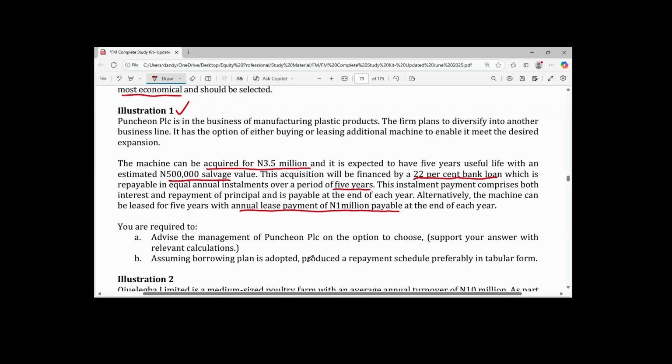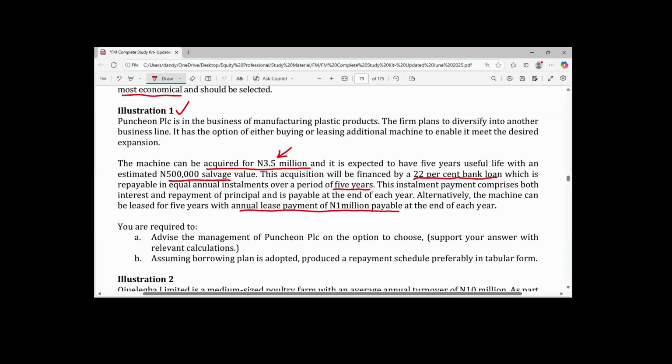All right, thank you very much, Amarachi. So that is the question. In the A requirement, you are to advise the management on the option to choose. Support your answer with relevant calculation. Based on the scenario, there are two options available. One is to acquire the machine at a cost of 3.5 million naira, and the company is supposed to pay interest of 22% on the bank loan.